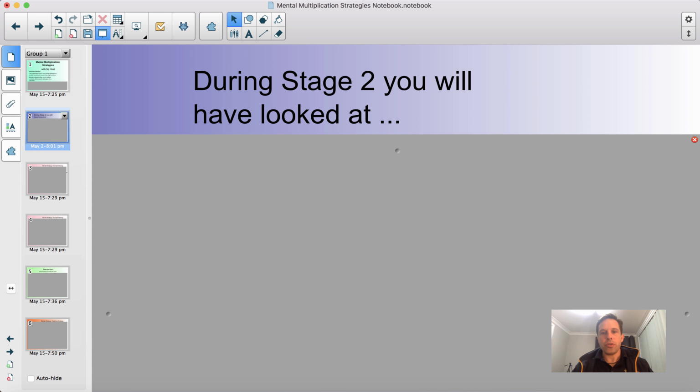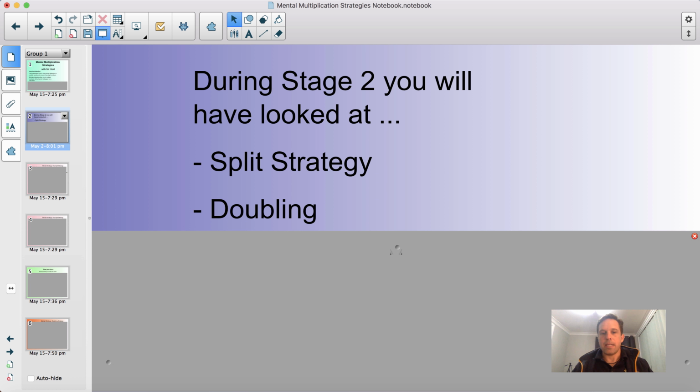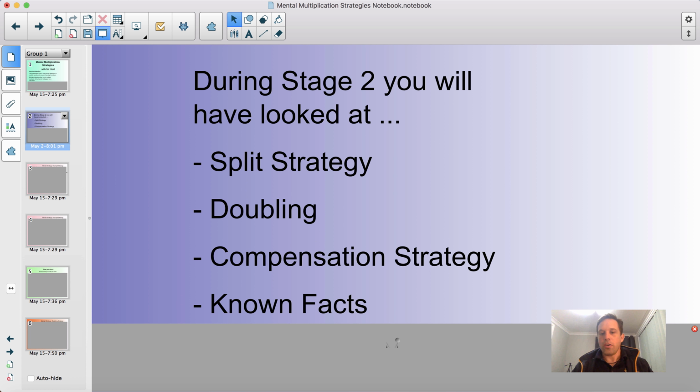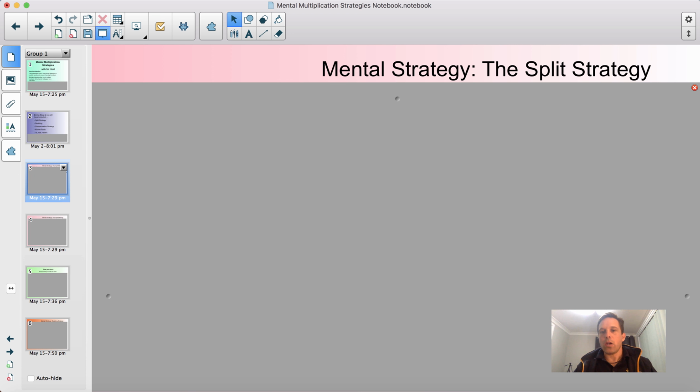So in Stage 2, you will have looked at different mental strategies. You would have looked at things like the split strategy, doubling, the compensation strategy, known facts, and tens, hundreds, and thousands. Now today we're only going to look at 2 of those strategies just as a revision for you. So we're going to look at the mental strategy, the split strategy.